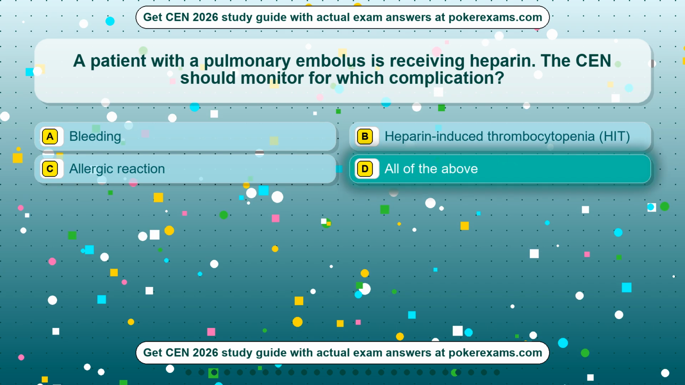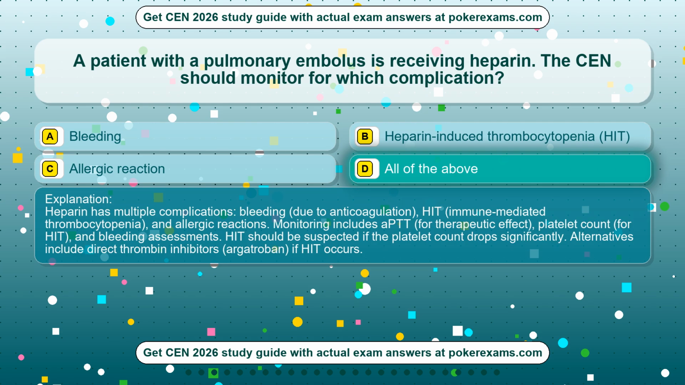All of the above. Heparin has multiple complications: bleeding, due to anticoagulation, HIT, immune-mediated thrombocytopenia, and allergic reactions. Monitoring includes APTT, for therapeutic effect, platelet count, for HIT, and bleeding assessments. HIT should be suspected if the platelet count drops significantly. Alternatives include direct thrombin inhibitors, argatroban, if HIT occurs.